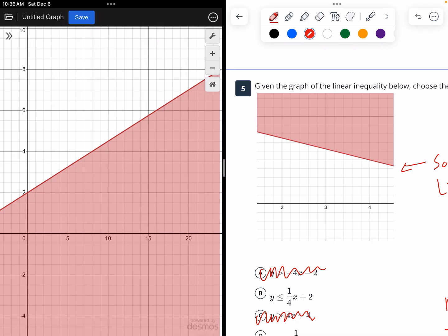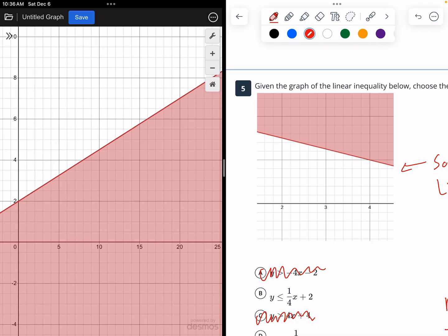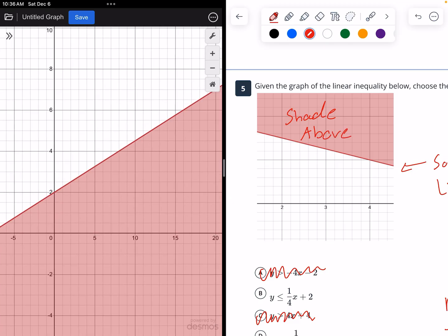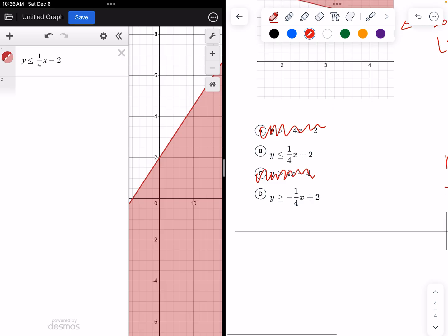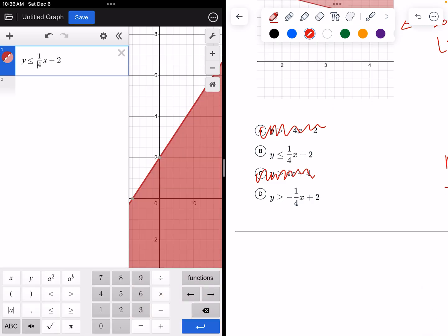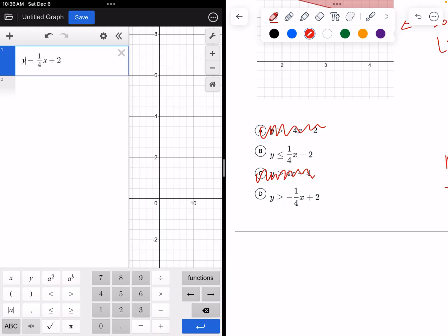Does this look remotely like that graph? No. The main thing that's throwing me off is this one is shaded above, but the one on my Desmos is shaded below. Okay, so that's a problem. Let's tweak it a little bit. Let's try our last option. Make it negative and flip that sign around.